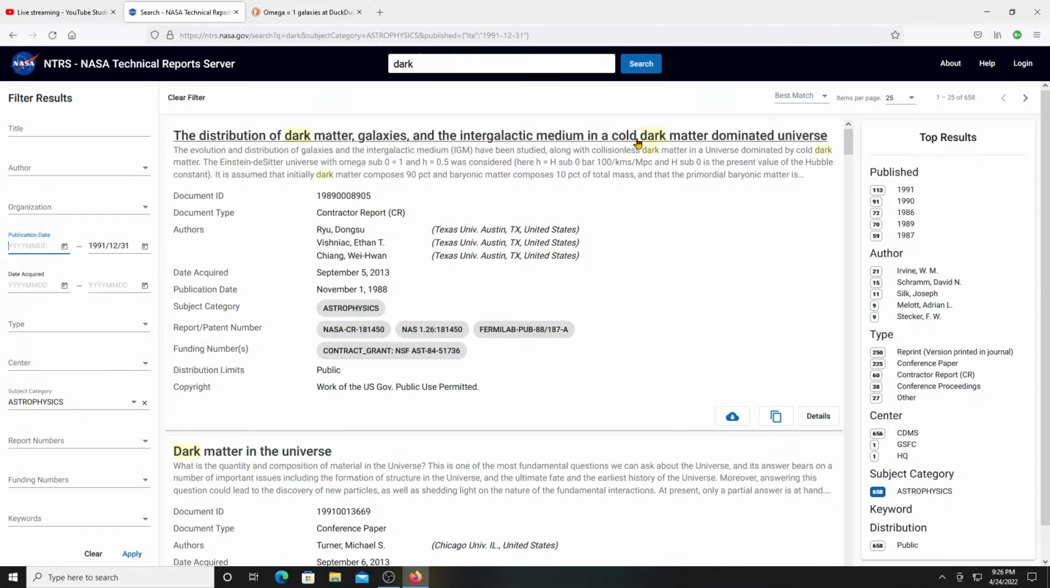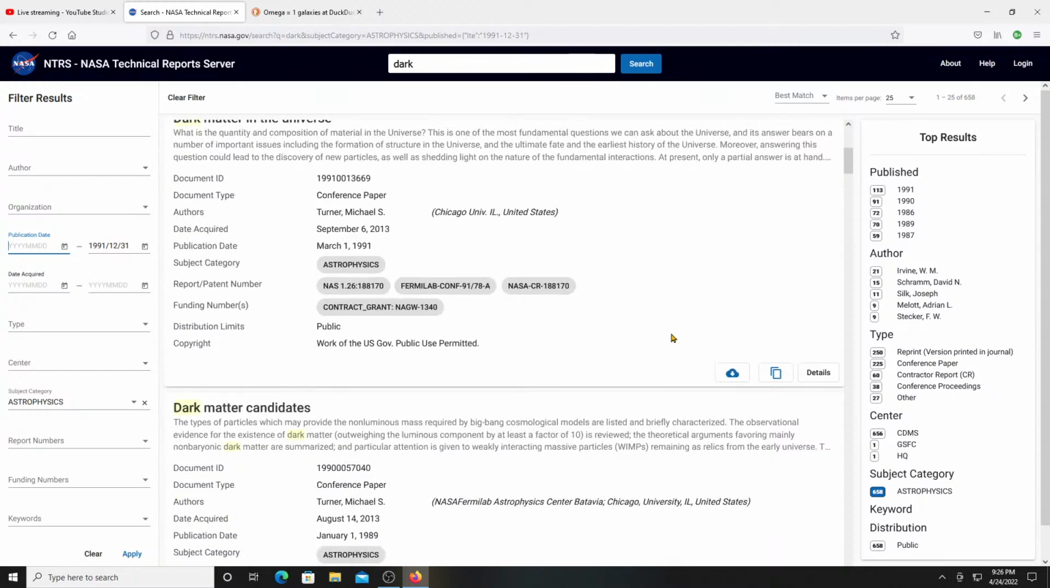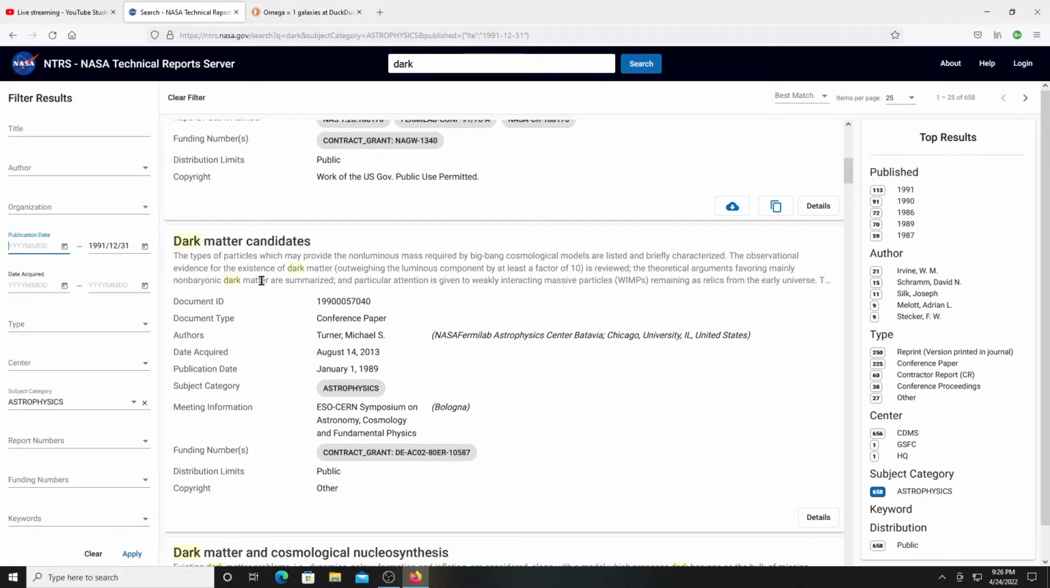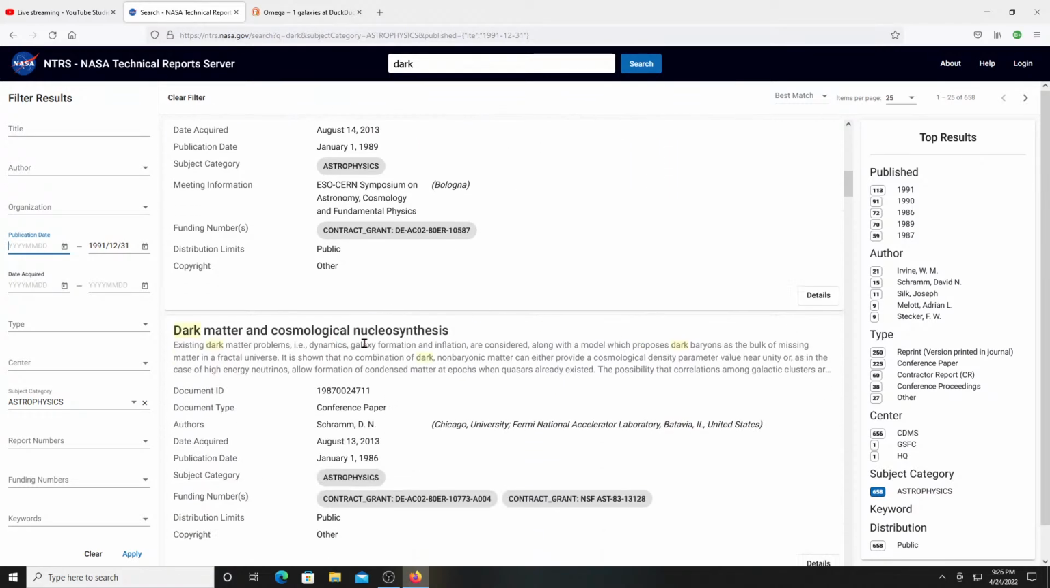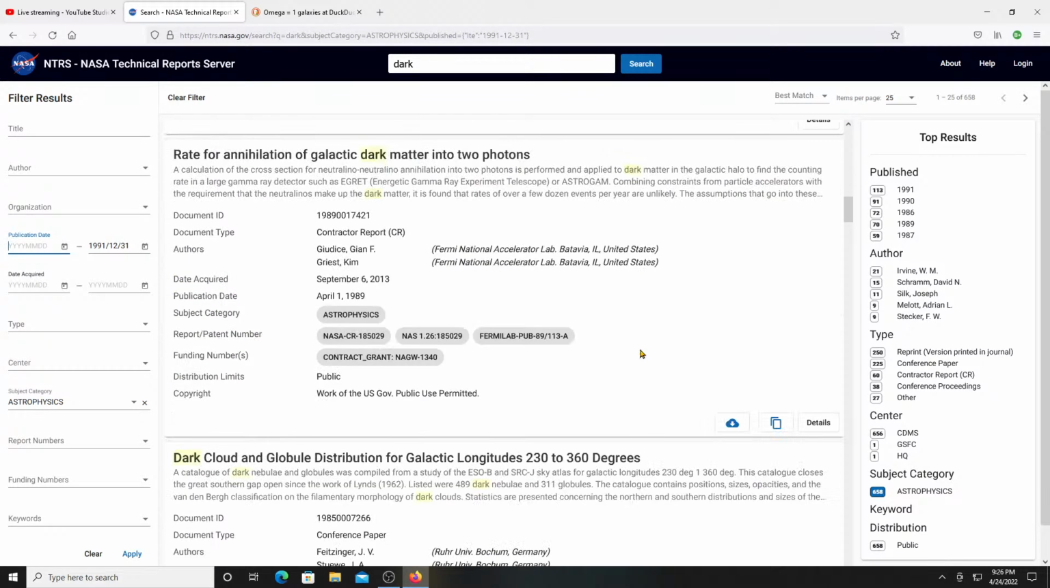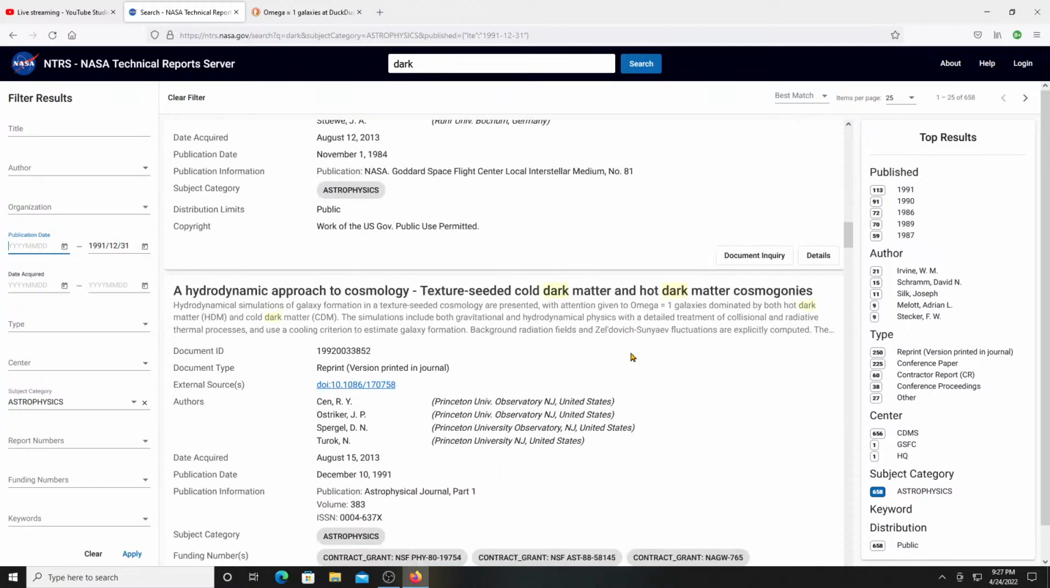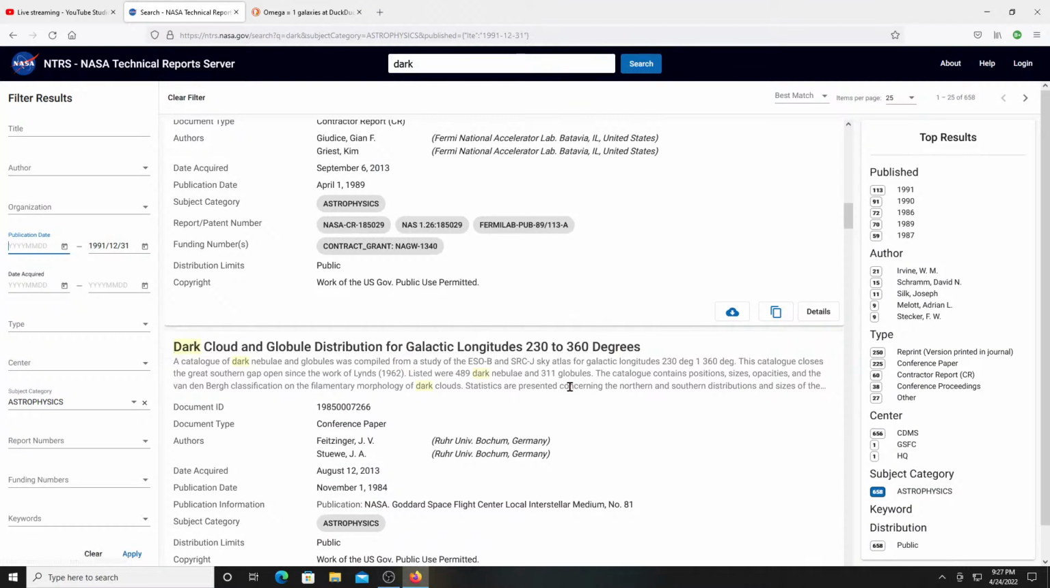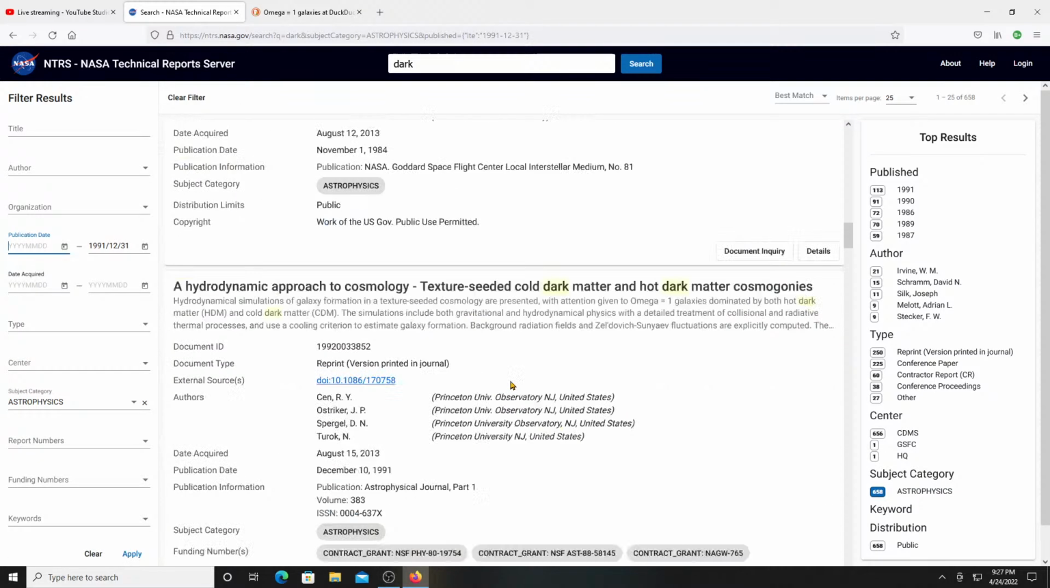They got a code, dark matter dominated universe. Look, the Fermilab's papers, dark matter in the universe, dark matter candidates, nucleosynthesis, all of this kind of stuff. I tried to look for Planet X. I did, but I couldn't find it.